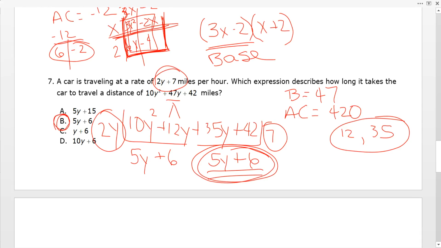And whatever they're talking about up here with the rate, miles per hour and all that, all I know is they gave me one of my binomials and I'm looking for the other one. So don't get all hung up on what the words are when all you're doing is looking for a part of your binomial.